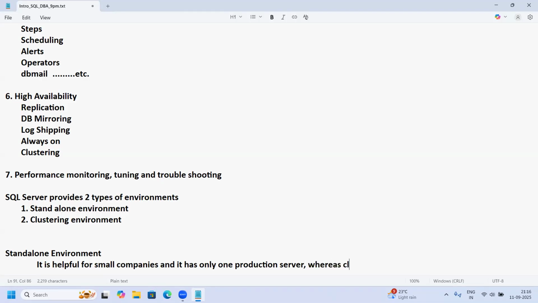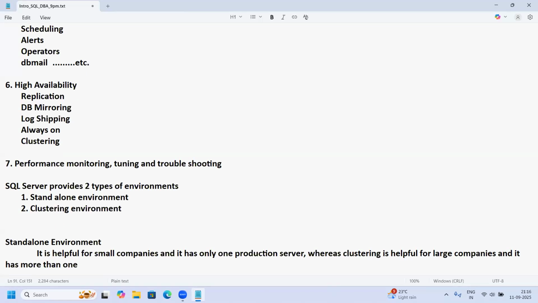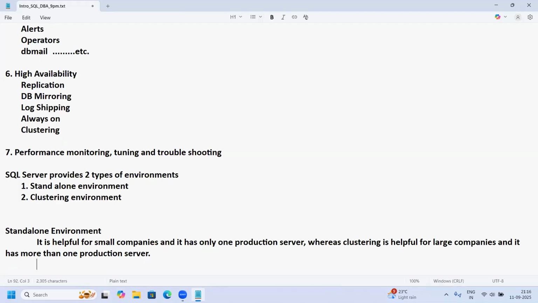Whereas the clustering environment is suitable for large companies. Helpful for large companies. And it has more than one production server. That is one point. The second thing, in the comparison of standalone environment and clustering.